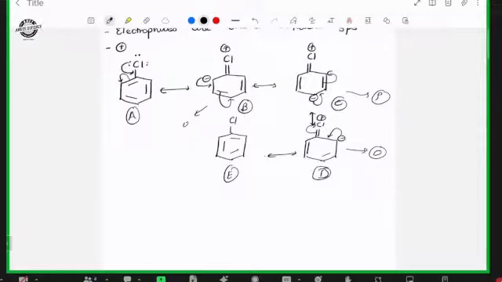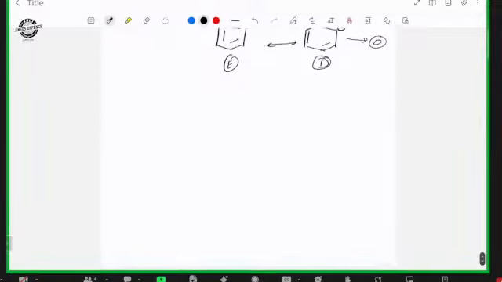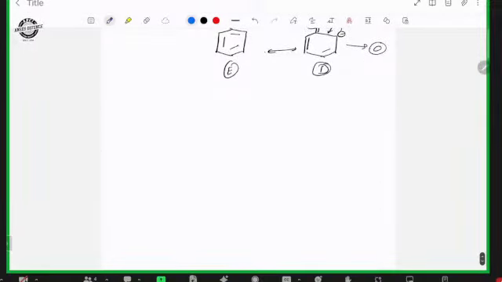Okay. Now let us see the first electrophilic substitution reaction, that is halogenation reaction. So halogenation again. Halogenation is nothing but addition of halogen.